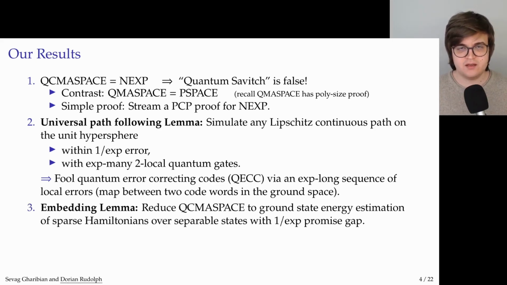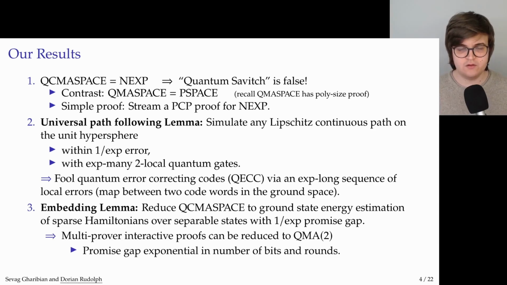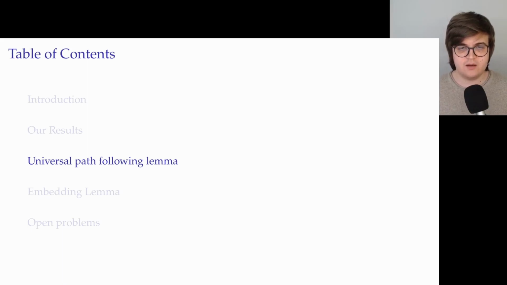Third is the embedding lemma, reducing QCMASPACE to the separable sparse Hamiltonian problem with 1/x promise gap. Note, in this problem we only minimize energy over separable states. This allows us to reduce multi-prover interactive proofs to QMA2 with an inverse exponential promise gap in the number of bits and rounds. Next, I'll elaborate on the universal path following lemma.